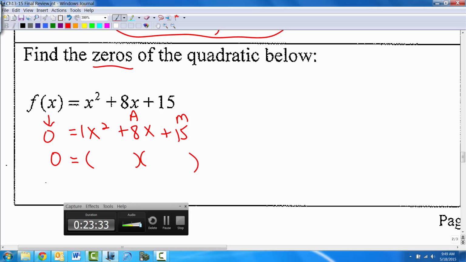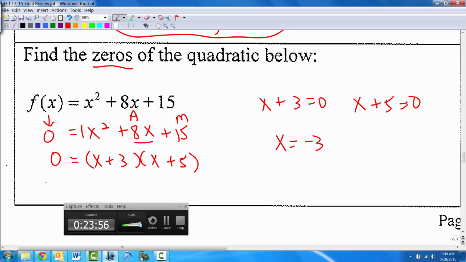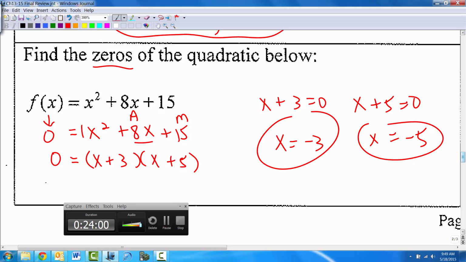Pause the video if you want to think about it. I got no time for this. It's x plus 3, x plus 5. 5 times 3, 5 plus 3. Good FOILers. Good factors. And then what this turns out to be then is zero product property as demonstrated before. X equals -3, x equals -5. Okay, got to move along.